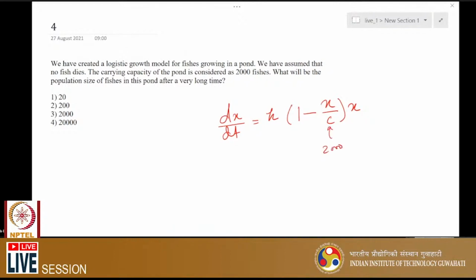So remember what we are asking. We are asking what will be the population size of fishes in the pond after a very long time. This is the tricky thing in mathematical analysis. What do you mean by very long? Essentially we mean it tends to infinity. So that means I am asking you t tends to infinity. Right?